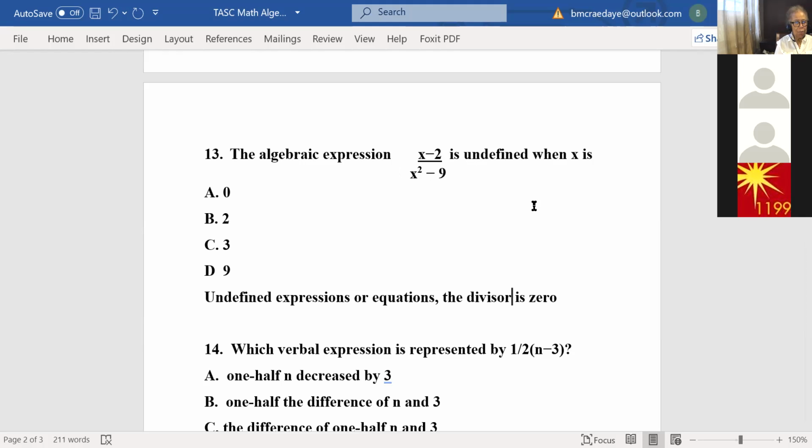It has to be positive 9. Well, x squared has to be a positive 9, you're right. But what would x have to be? If x squared is 9, what do you square to get 9? 3. That's right, very good. That means this is undefined when x is 3, because 3 squared is 9, minus 9 is 0. So anytime you're trying to divide by 0, you get an undefined.